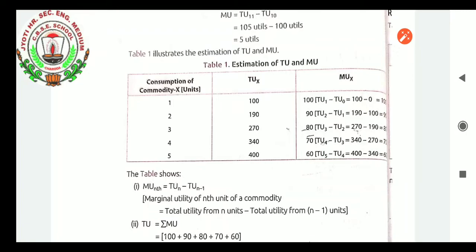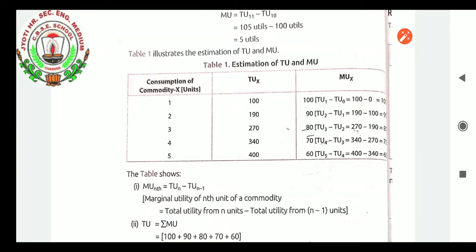As I already explained to you, once again the explanation. Consumption of commodity X is there, total utility derived from X is given. We have to take the marginal utility. Students, marginal utility is always compared with the previous unit. So if we have to take the marginal utility of the second unit, definitely it will be taken by deduction from the utility of 1. Okay, and if we want to take MU3, definitely it will be TU3 minus TU2, and we will get the marginal utility derived at the third unit.